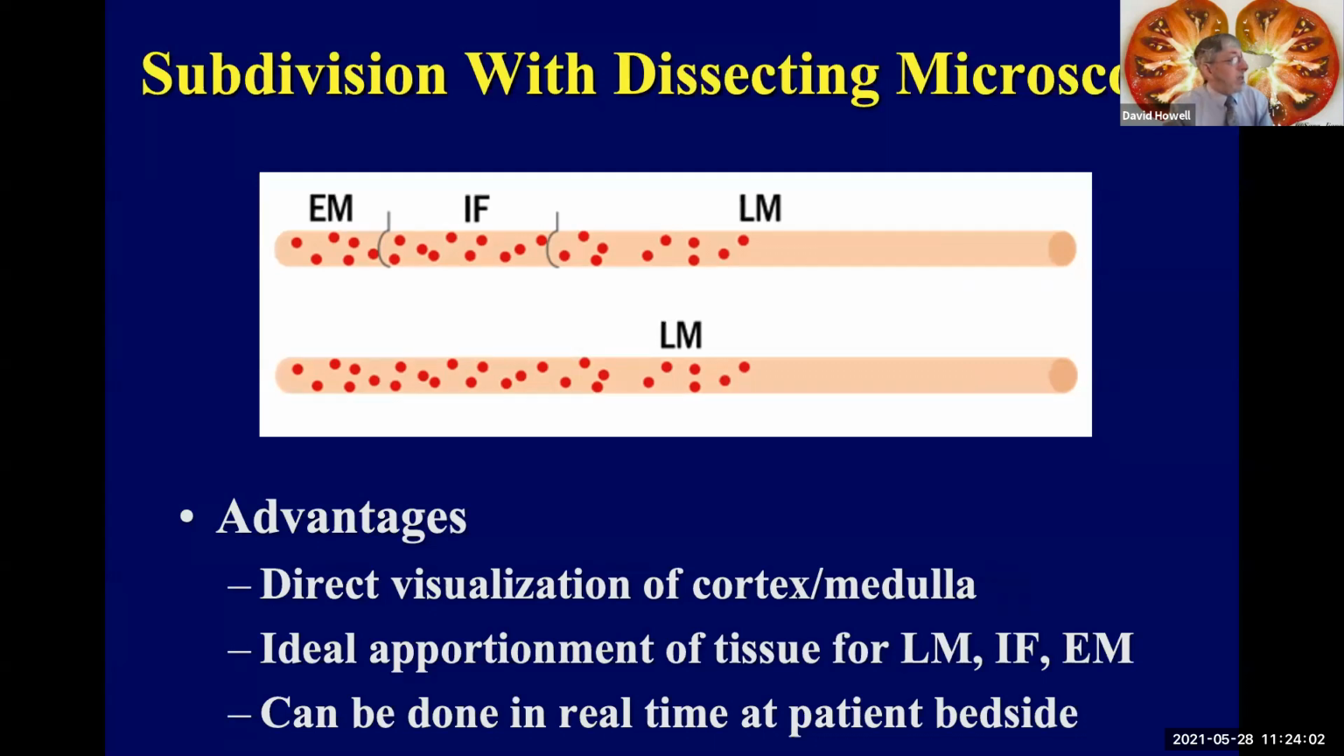So really the best solution is to actually examine the cores under a microscope, ideally with something called a dissecting microscope, and cut a piece for electron microscopy under direct visualization, so you know there are glomeruli there. Another piece, usually a little bit longer, for immunofluorescence, and the rest of the tissue for light microscopy. So you know exactly what you're doing here because you're looking at it. You get ideal proportions of the tissue pieces.